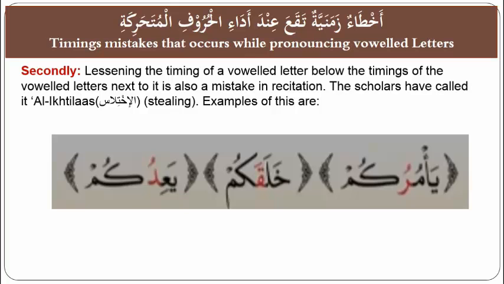In the other example, khalaqakum, here we have four letters that are mutaharrika. They have vowels, so each one of them has to have their correct timing, right? So we should read it khalaqakum, not خَلَقَكُمْ, going fast on the qaf, right? Because the kha would have its correct timing, and then you start moving fast on the other two. This is not correct because you're lessening the timing on the vowel letter.